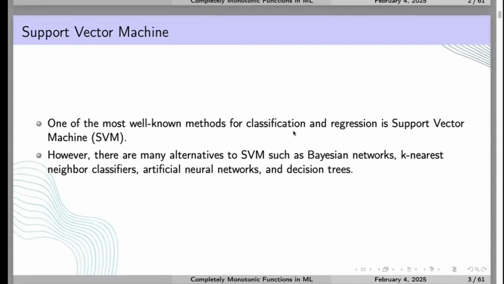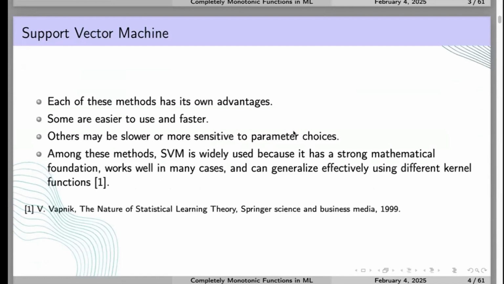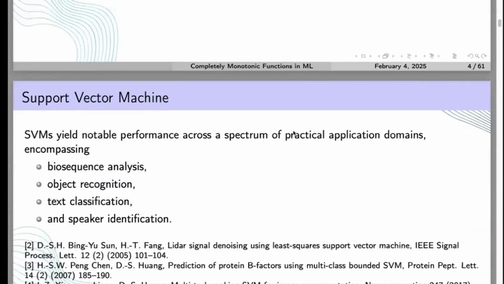Support vector machine is one of the most well-known methods for classification and regression. However, there are many alternatives to SVM, such as Bayesian networks, k-nearest neighbor classifiers, artificial neural networks, and decision trees. Each of these methods has its own advantages. Some are easier to use and faster, others may be slower or more sensitive to parameter choices. Among these methods, SVM is widely used because it has a strong mathematical foundation, works well in many cases, and can generalize effectively using different kernel functions.